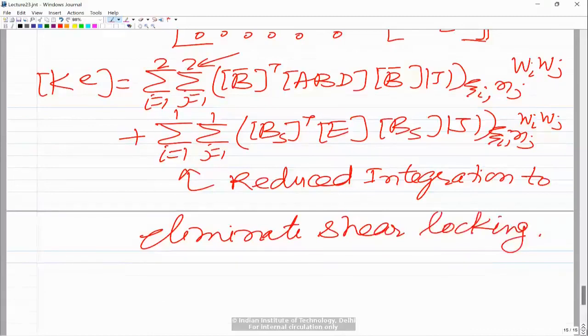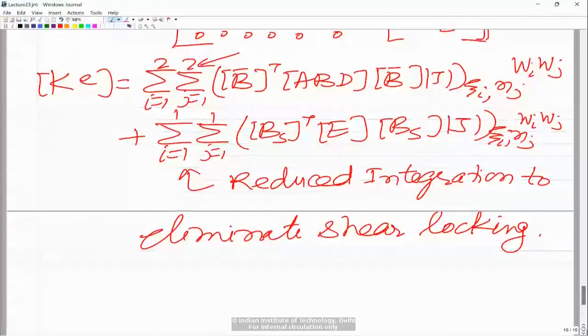So when we use this element for thin problems, we use the reduced integration for the transverse shear stiffness. It will predict the correct displacements. But if you use the full integration for the entire stiffness matrix, as I explained earlier, it will give rise to locking. It would predict lower deflections than what it otherwise would be. But of course, if you use it for thick plate problems, then there is no problem.